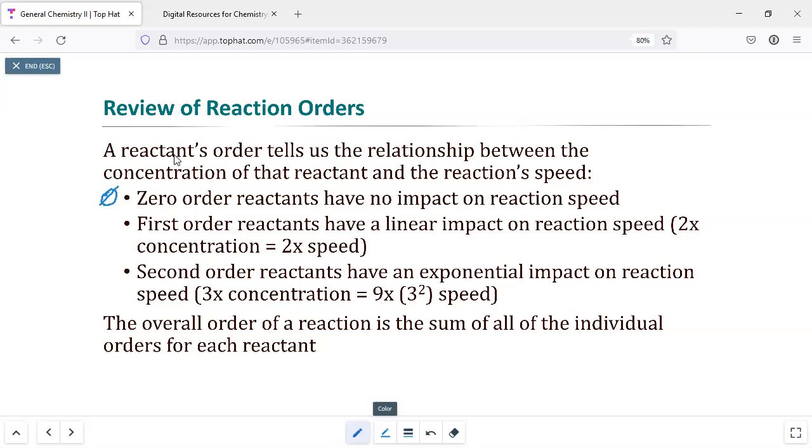If the reaction is first order, what we're going to see is a linear impact on speed. I double the concentration of that reactant, the reaction rate doubles. I triple the concentration, the rate triples. I cut the concentration down by a third, the rate goes down by a third as well.